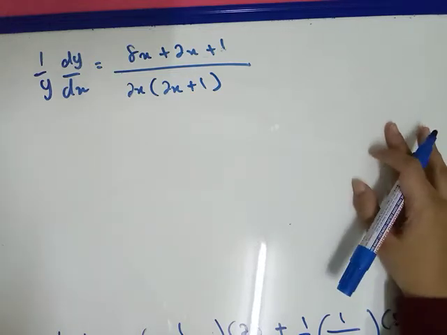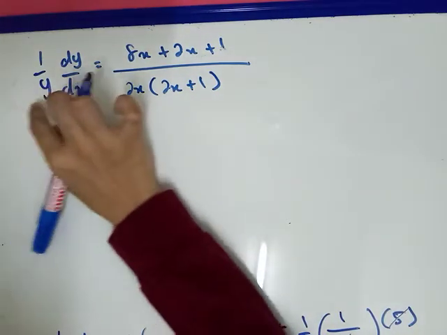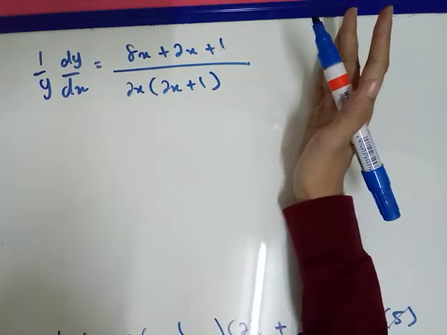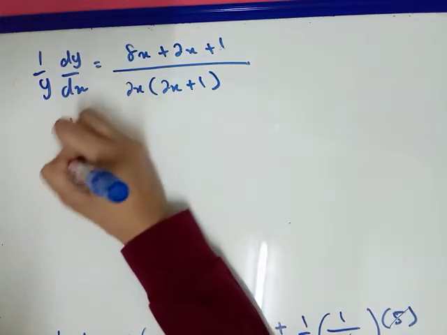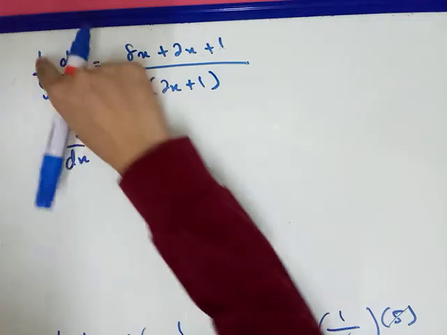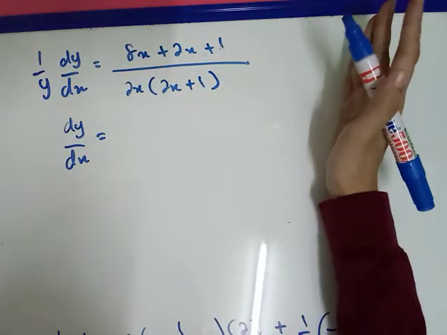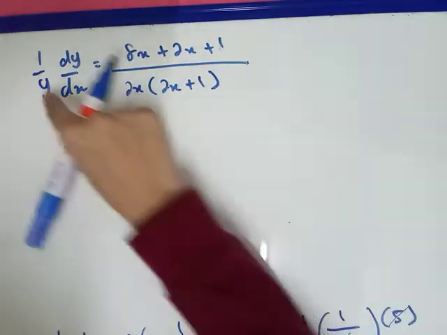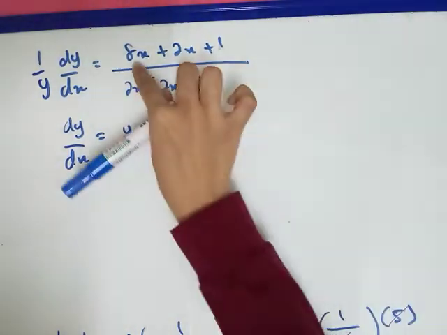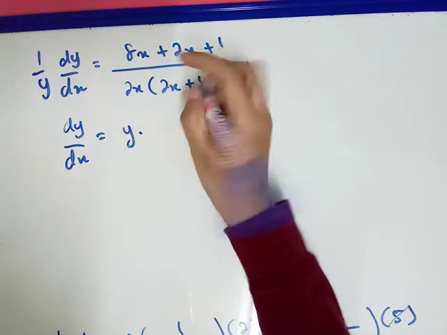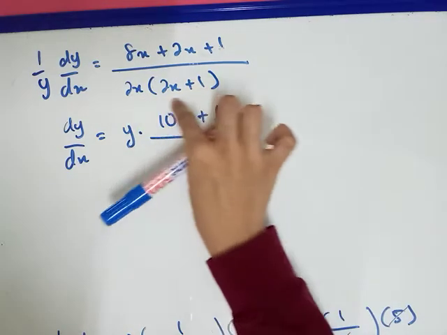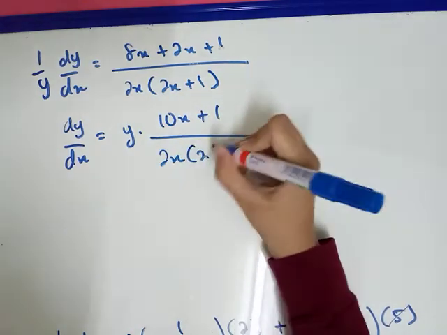And then 1 over y. This is division. When you move it to the right side, it will become multiply. Because we need to find dy over dx, so 1 over y should move to the right side. When it's divide and you move to the right side, it will become multiply. So y times (8x plus 2x plus 1), that is 10x plus 1, divided by 2x times (2x plus 1).